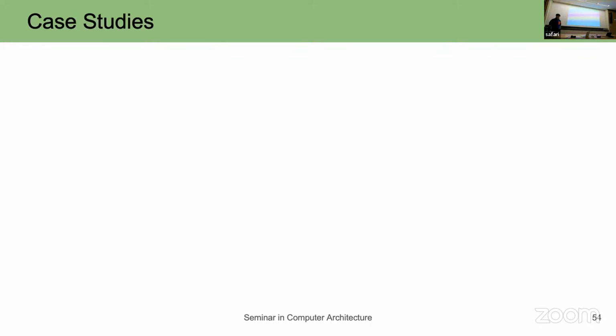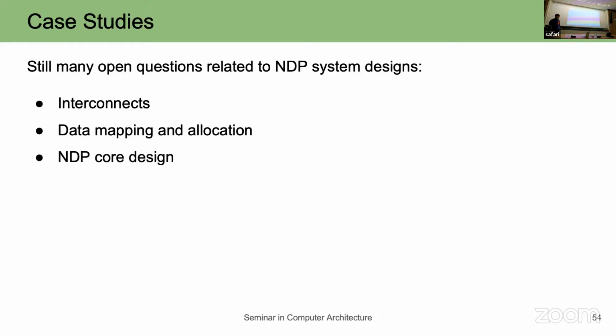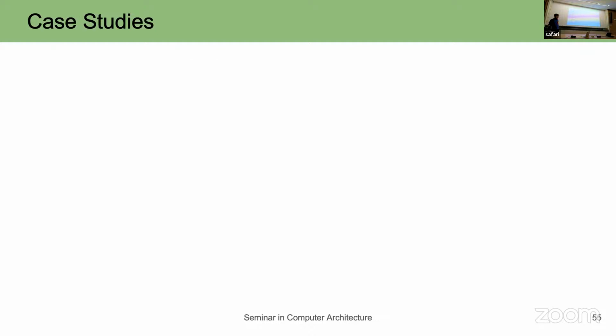Now for the case studies. There are still many open questions related to NDP system designs. For example, how to design good interconnections for NDP systems, data mapping and allocation, NDP core design, offloading and granularity, programmability, coherence, system integration, etc. And the question those case studies try to answer is whether the DAMOV benchmark suite can be used to further study NDP system design. I'll just go briefly over these.